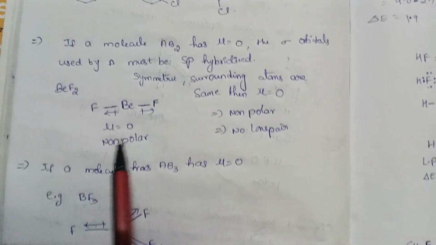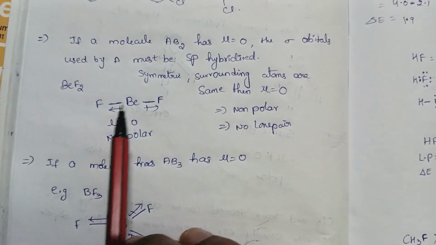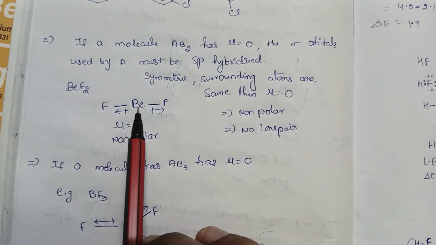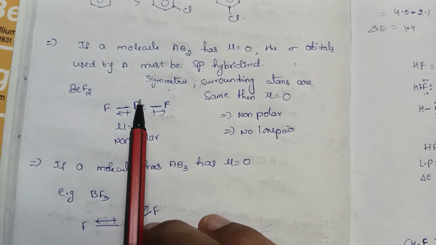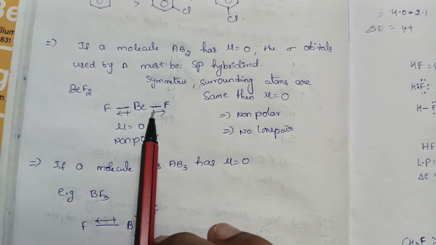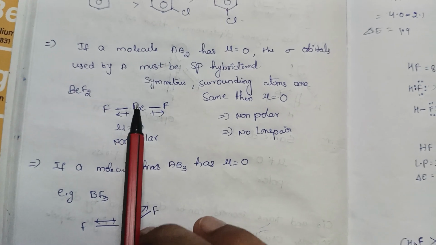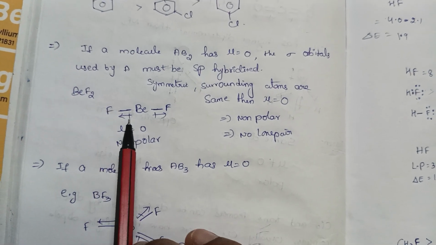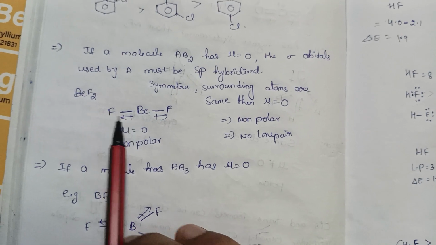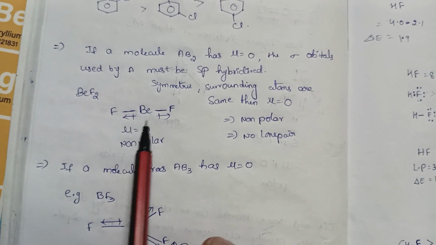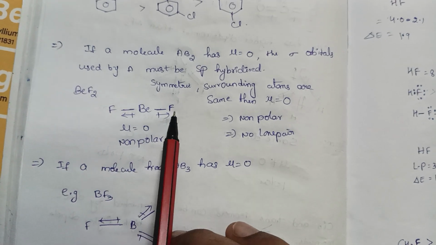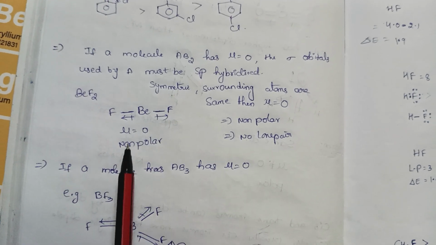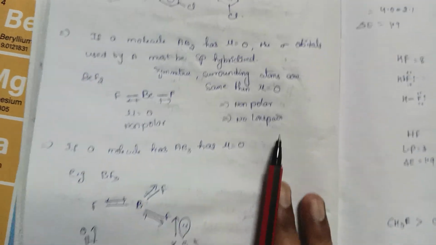If a molecule is AB2 type, if we take BeF2, fluorine has more electronegativity than beryllium, and the crossed arrow is towards fluorine. The net dipole moment is equal to 0 because these vectors are in opposite directions and cancelled by each other. It is a non-polar molecule.